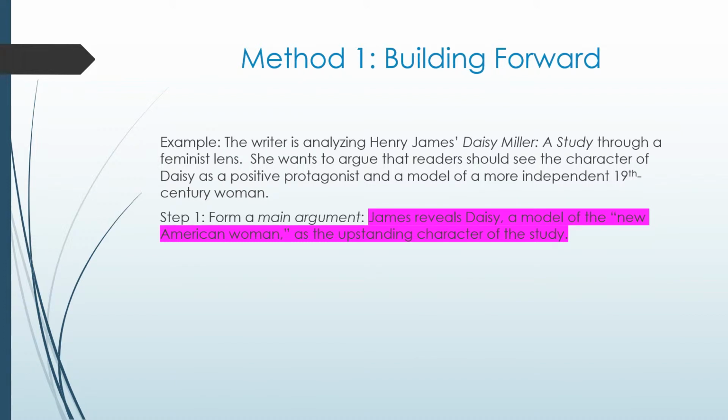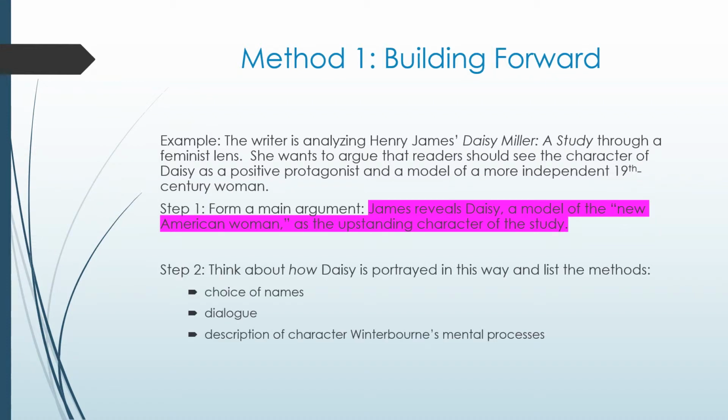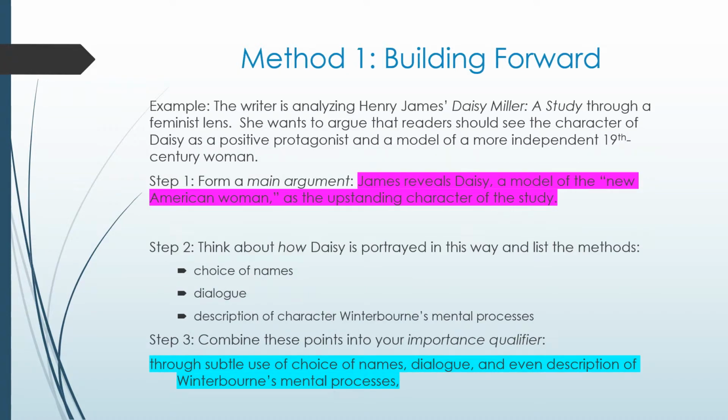The writer wants to argue that Daisy is a positive protagonist and a model of a more independent 19th century woman. Her first step is to form this main argument into a sentence highlighted here in pink. In the next step, she thinks about how Daisy is portrayed as a positive protagonist and lists the methods shown here. In step 3, she combines the points from step 2 into a clause that becomes her importance qualifier shown here in aqua.